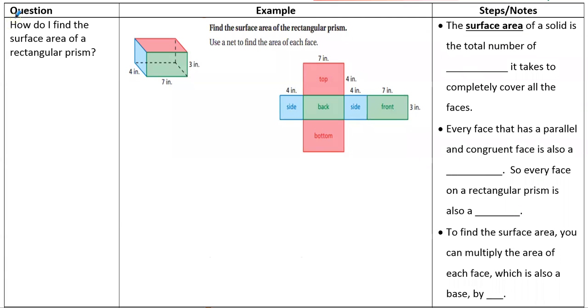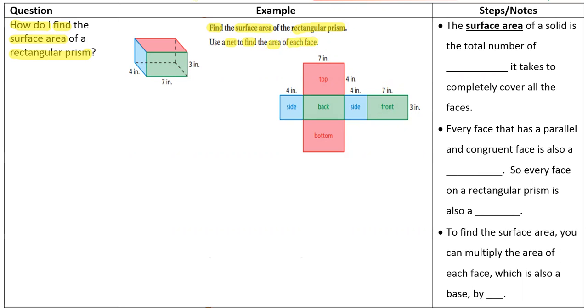All right, the first question here is, how do I find the surface area of a rectangular prism? Find the surface area of the rectangular prism, and we're going to use the net, which means after you unfold this into its two-dimensional rectangles, we use the net to find the area of each face.